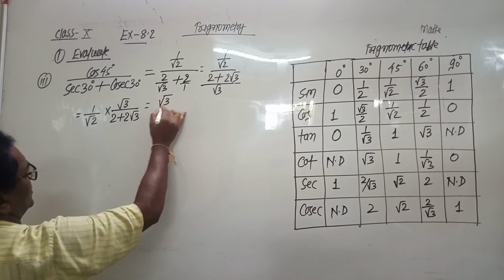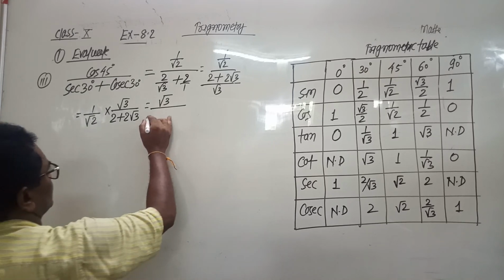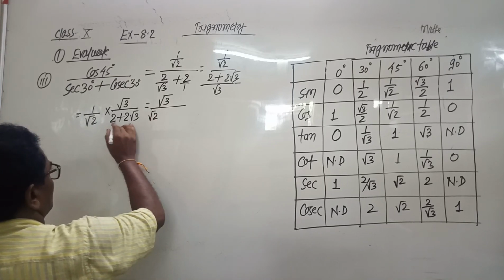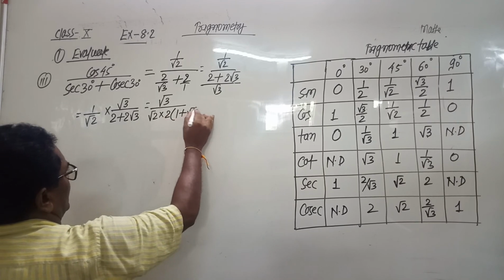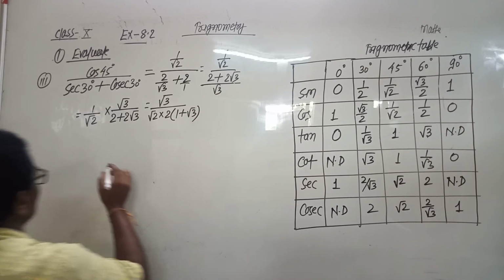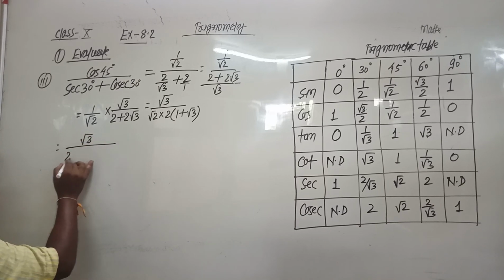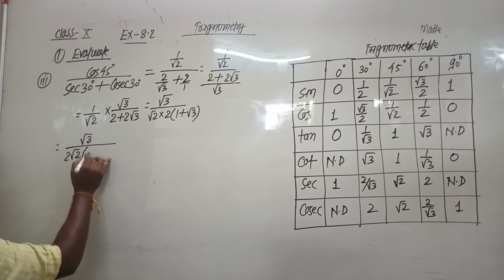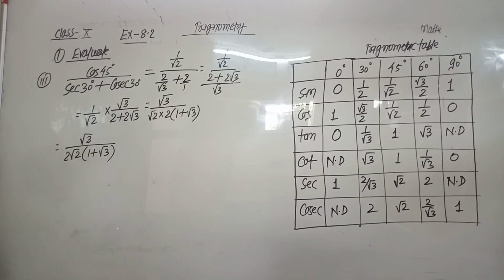Then it gives root 3 upon root 2, and from these two terms we can take 2 common, so it gives 1 plus root 3. So root 3 upon 2 root 2 upon 1 plus root 3.